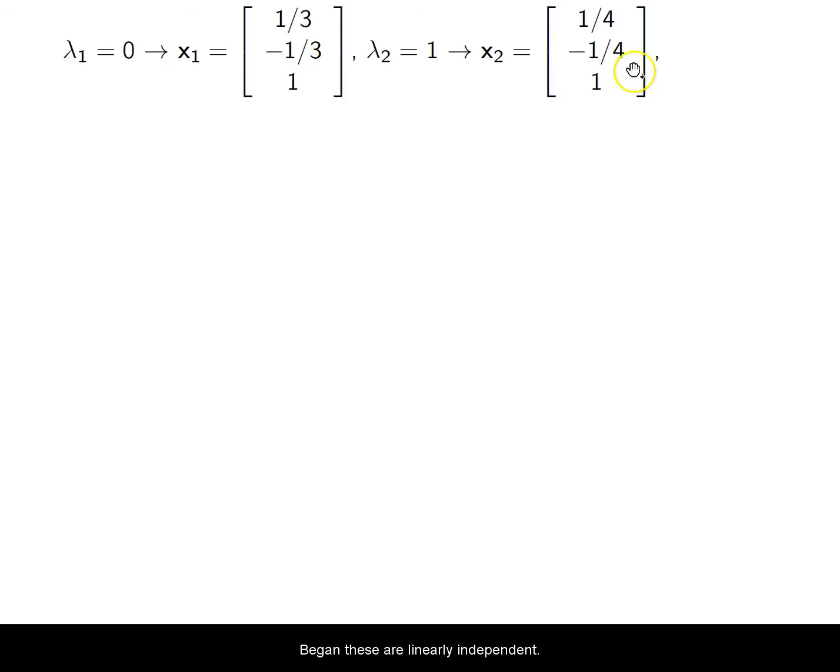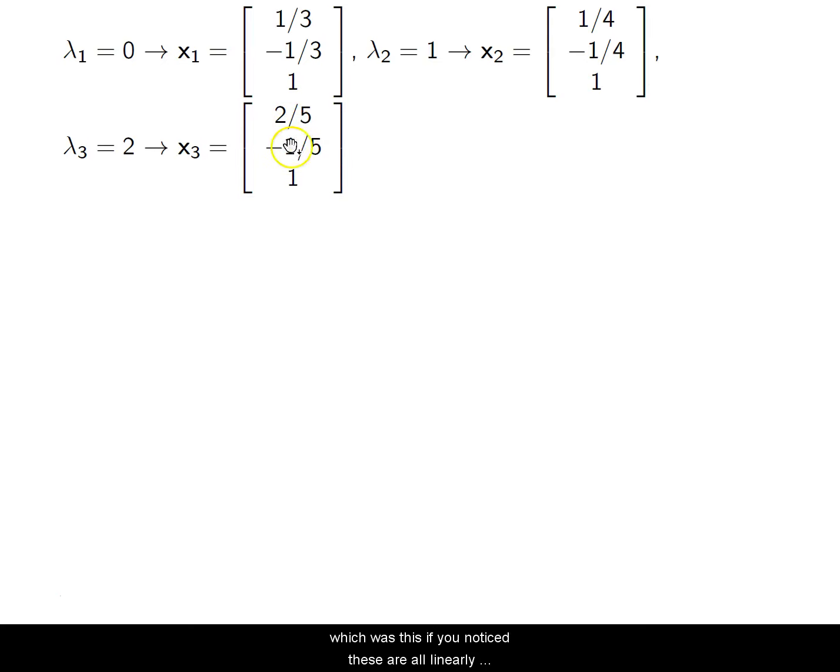Okay, so again, these are linearly independent. And for lambda 3 equals 2, we got our third eigenvector, which was this. If you notice, these are all linearly independent from each other. Okay, this is a basis for this eigenspace, basis for this eigenspace, and this is a basis for this eigenspace, but they are all also linearly independent from each other.